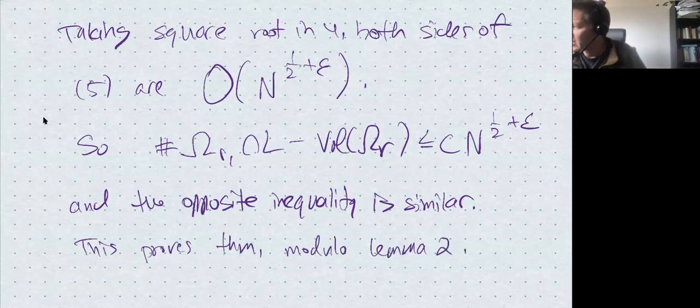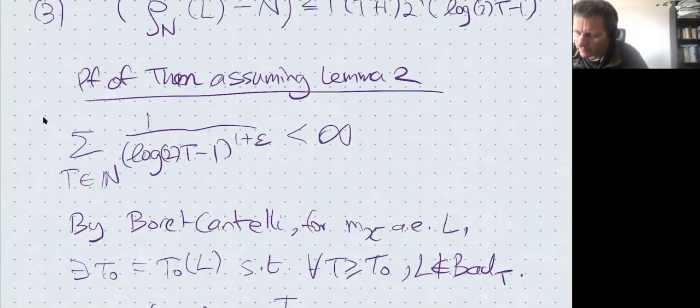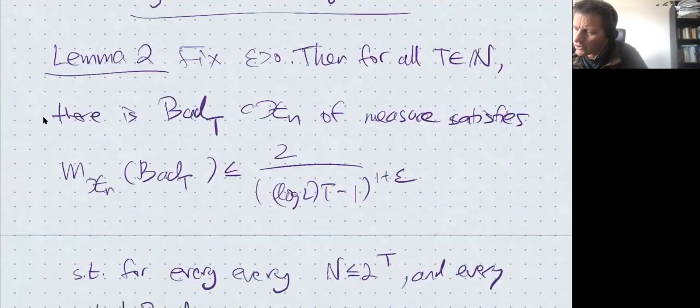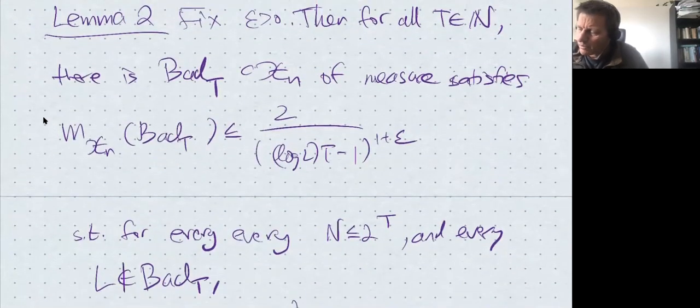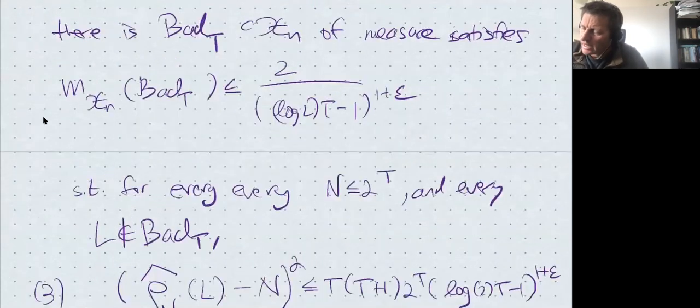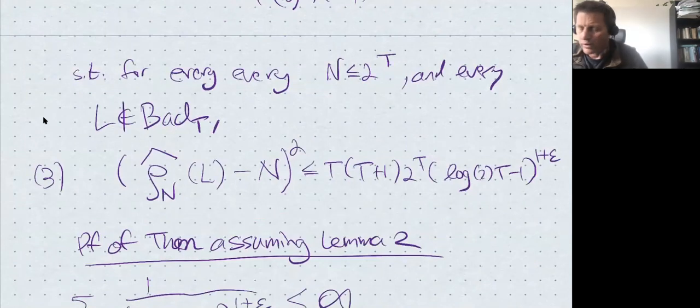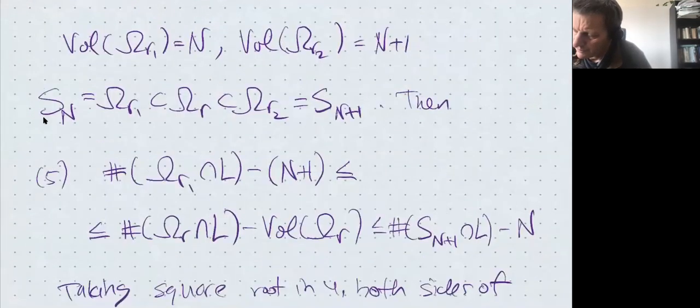I still have 5 minutes, and I can give you the proof of lemma 2. So let's take another look at lemma 2. I'm trying to find a set with an upper bound on its measure. This is the set, and every lattice which is not in the set, I want it to satisfy this inequality 3. So I'm just going to define the set so that this inequality holds easily, and then apply the Markov inequality. So, proof of lemma 2.